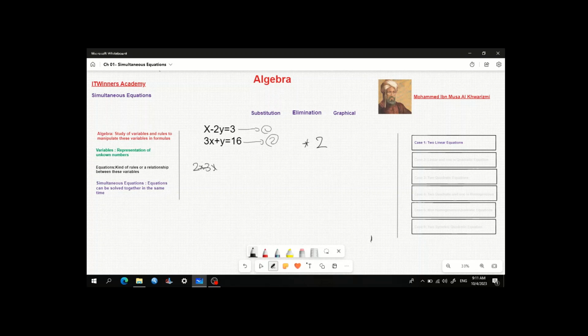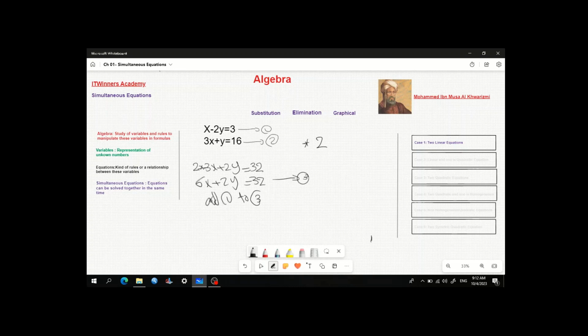2 times (3x plus 2y) is equal to 12, so 6x plus 4y. Now I have a new equation, call it 3. Comparing 3 and 1, I have here minus 2y and here positive 2y. So I can eliminate that by adding. So add 1, 2, 3.